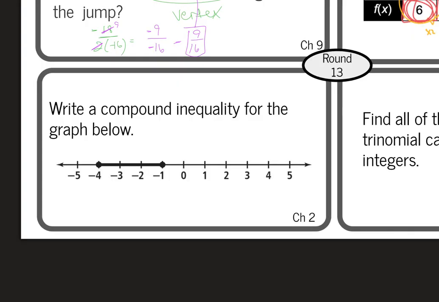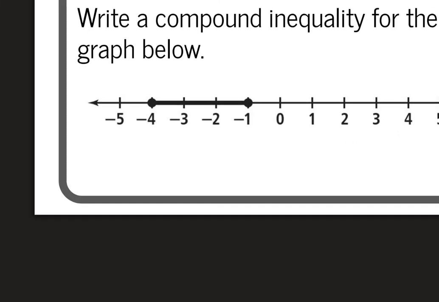Write a compound inequality for the graph below. Well, we are at -4 and we're at -1, I should say. So x is happening in between those. So look, I wrote x in between -4 and -1, but I'm actually a filled in dot. So I'm going to put an equal to symbol on both of those.